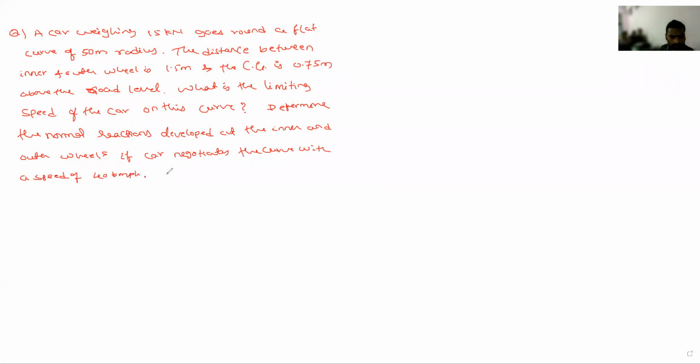Take coefficient of friction mu is equal to 0.4. Okay, so this is the problem we have been given.